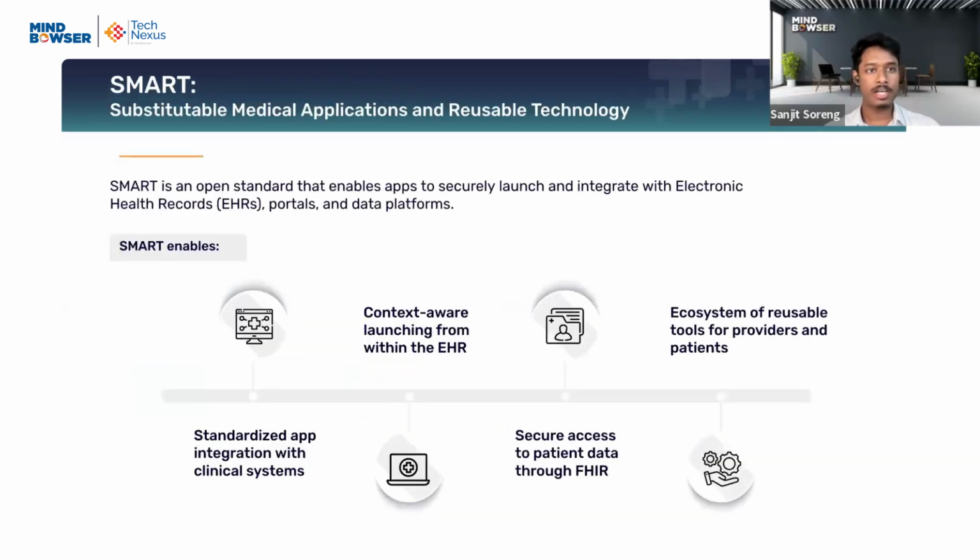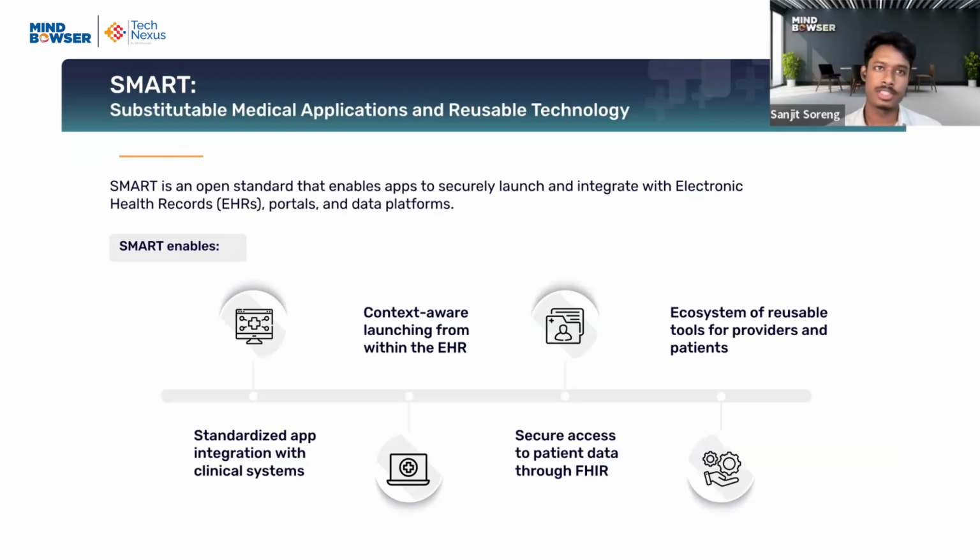Now let's break down the SMART part of SMART on FHIR. It was designed with one big goal in mind: to make healthcare apps work like smartphone applications. Think about how easy it is to download an app from the App Store and it just works, and it works on your iPhones, your Samsungs, your Pixels. That is the vision behind it: to build apps that are reusable, substitutable, and compatible with any healthcare system that supports the SMART standard.